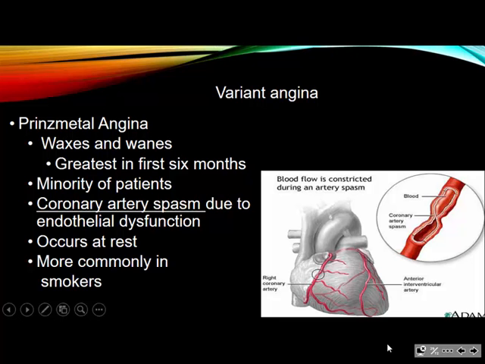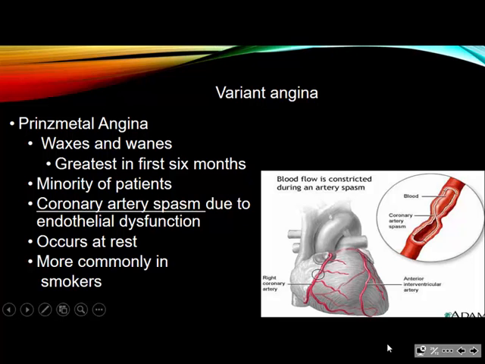If we look right here in your right coronary artery and take a close-up view, the coronary artery is spasming versus having a plaque in there that decreases blood flow, or if you're talking about acute coronary syndrome where the plaque ruptures and you get thrombus formation, and that's what decreases coronary blood flow. So it's spasming of the coronary artery. Most likely to occur at rest and more common in smokers.